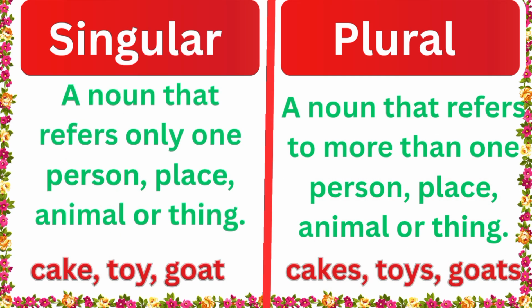A noun that refers to only one person, place, animal, or thing is called a singular noun. Examples for singular nouns are cake, toy, goat. A noun that refers to more than one person, place, animal, or thing is called a plural noun. Examples for plural nouns are cakes, toys, goats.